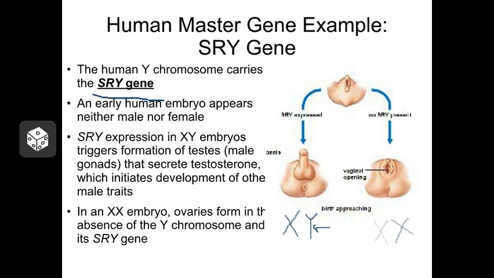And this Sry gene at a certain point in development is going to send out the message, make the body male. So all human embryos essentially start out female. Female is kind of the default setting for human beings. And then if that Sry gene is present, it activates at a certain point and it turns the genitalia into male genitalia. If that little gene is not present and is not activated, then you end up with the female system.